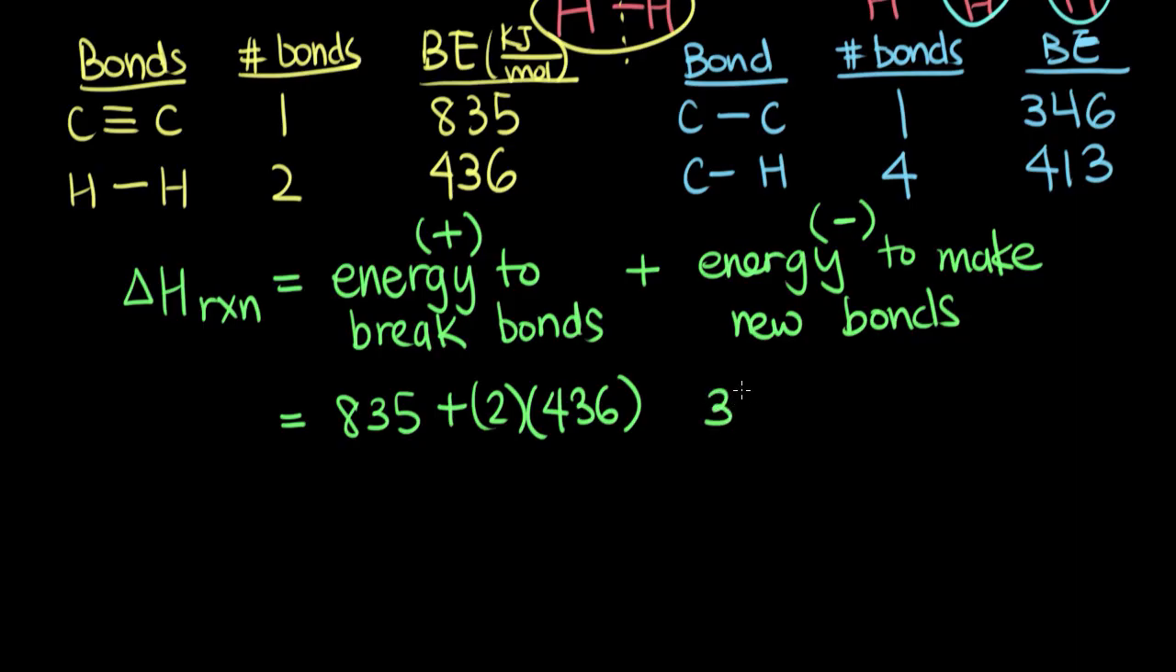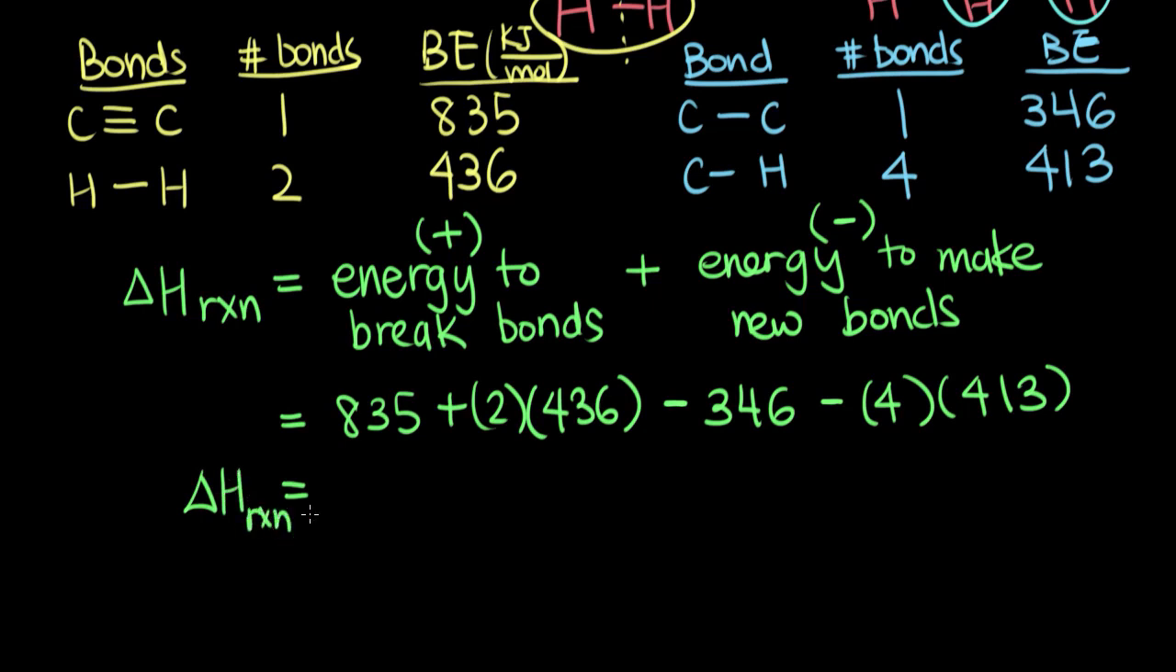That is 346 kilojoules per mole, and that's negative because that energy is released. And then the last bond is the carbon-hydrogen bond, also negative because the energy is released. We have 4 of them, and each of them will release 413 kilojoules per mole. If we stick all of this into our calculator to get our final answer, what I got was that the delta H of reaction for this hydrogenation reaction between propyne and hydrogen gas is negative 291 kilojoules per mole.